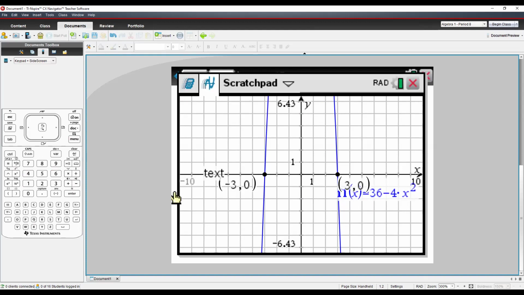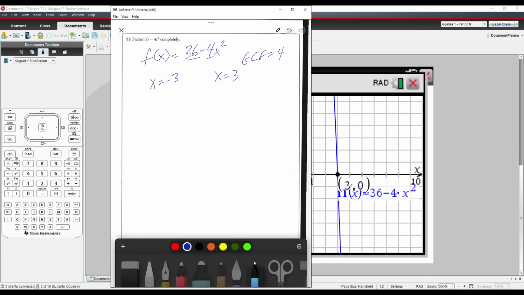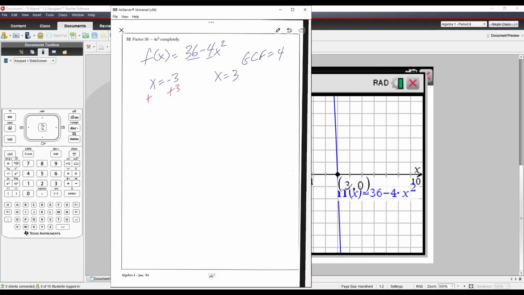Now I'm just going to set those equal to 0. I'm going to add 3 to both sides, and I'm going to have x + 3 is equal to 0. And then I'm going to subtract 3 from both sides on this one, and this is going to be x - 3 is equal to 0. So my two factors are going to be x + 3 times x - 3. Now, the only thing that I have to do is account for this greatest common factor.